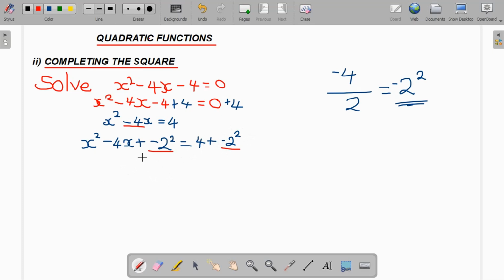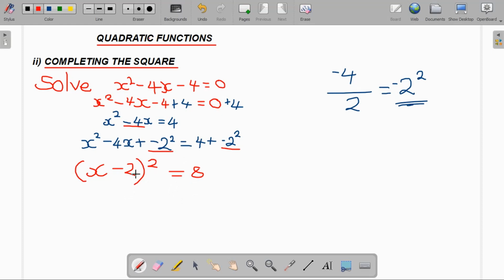So what are we going to do? We're going to remain with this side, with x, or we can put them in brackets. So we can say (x minus 2), we get this x and this 2 because they're the ones which have squares. So (x minus 2) squared equals, (-2) squared is 4. 4 plus 4 will give us 8. So it gives us 8 there.